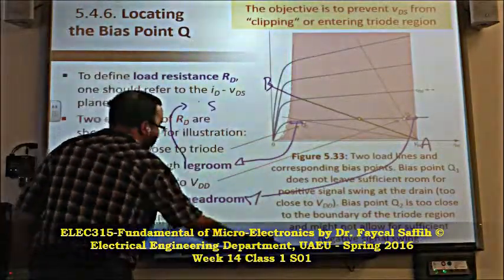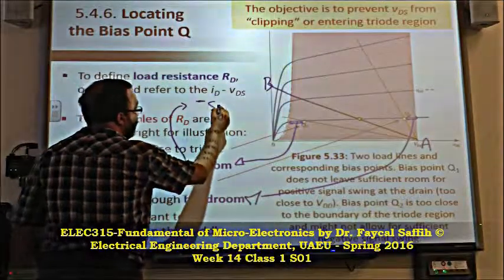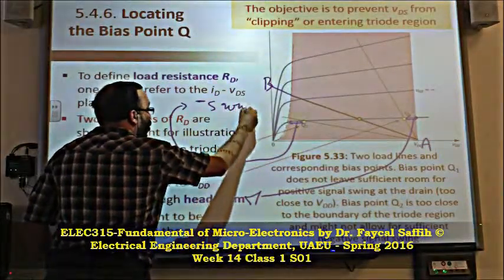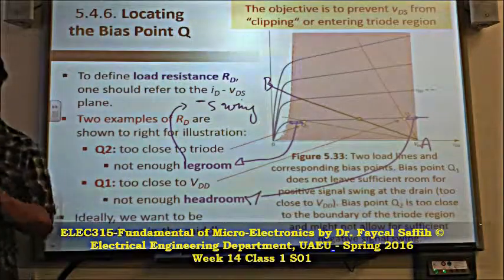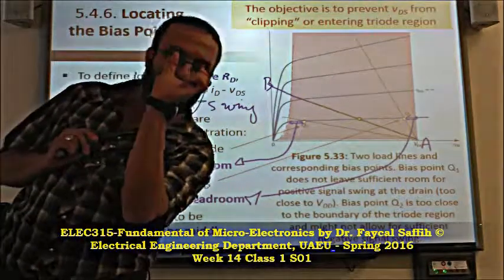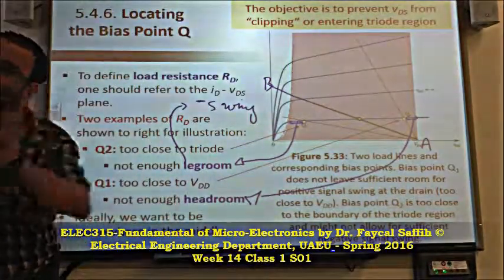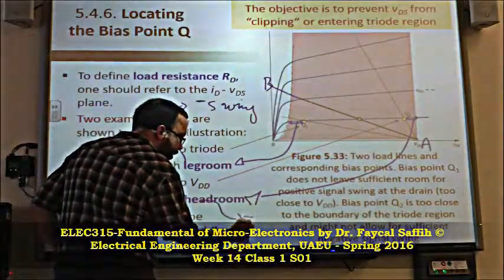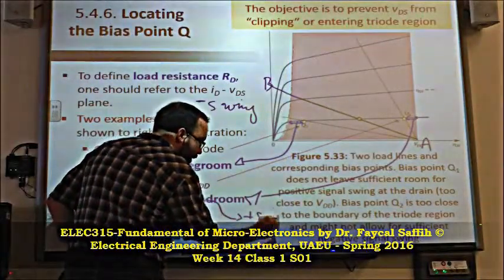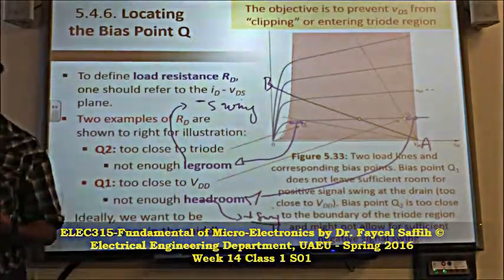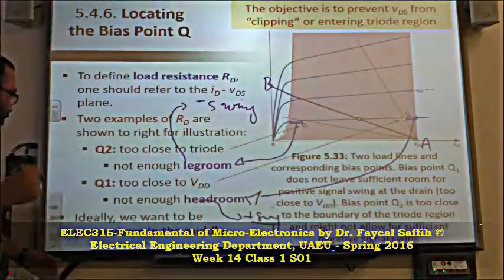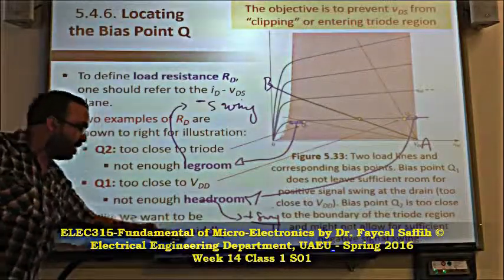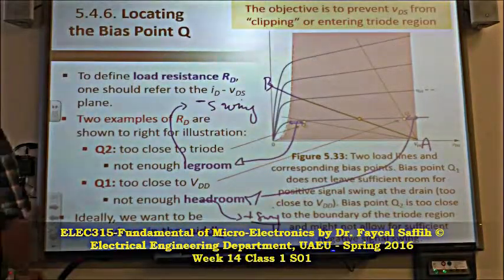Okay, how much is the minimum? The negative swing. It's not really true because the swing actually goes from negative to positive, but we are talking only about the negative side of the AC. Okay? And this head room characterizes what? The positive swing, or the positive part of the swing. Do you understand? That's it. So ideally we need to be in the middle to have a very good swing.